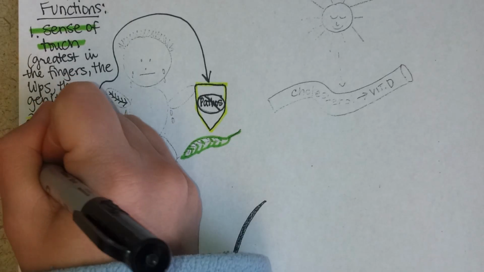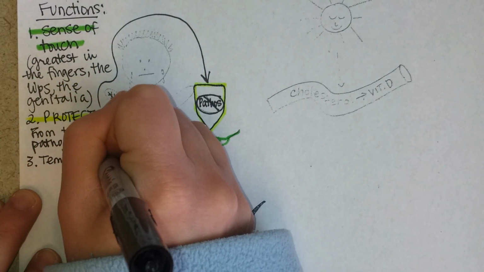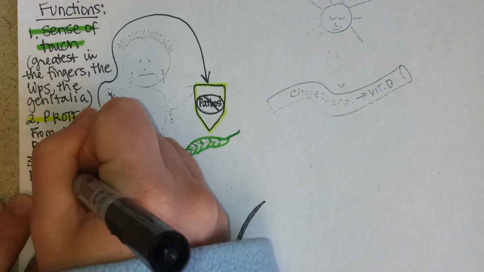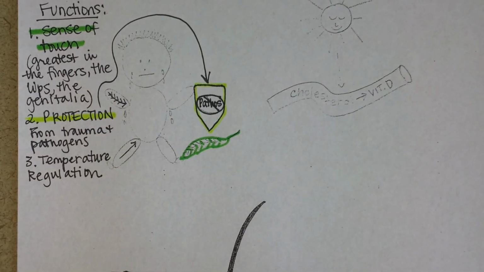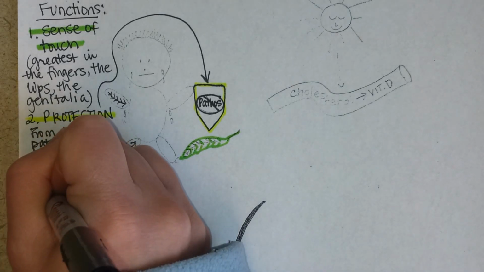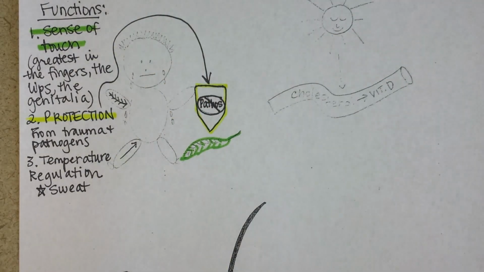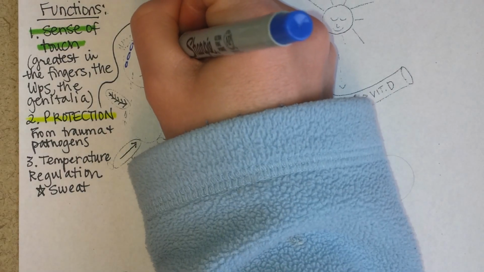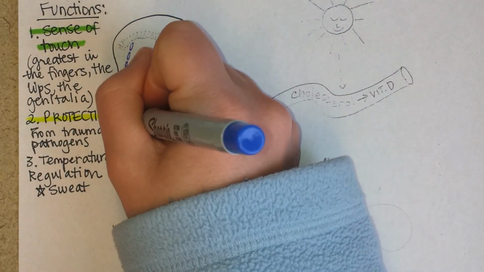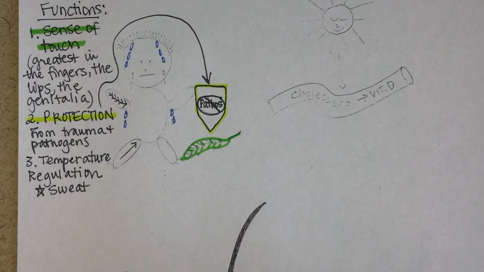Okay, now let's look at a fun one. Temperature regulation. Another important job of the skin. When you're hot, what happens? Well, you sweat. Let's use a blue pen, put some sweat on this guy. He would be sweating from his forehead, from his armpits, all around his back. So sweat.